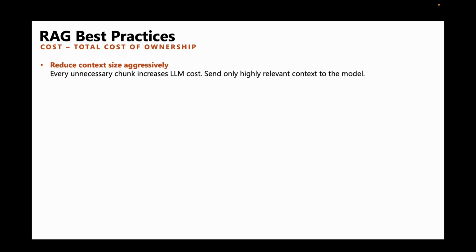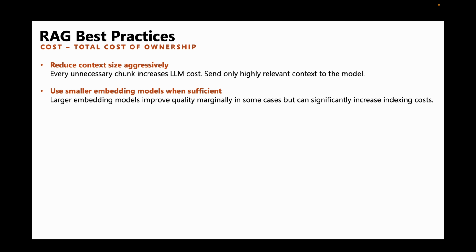For cost, the first guidance is to reduce context size aggressively. Every unnecessary chunk that is sent to the large language model will increase the prompt token usage and overall inference cost. Retrieval systems should only send the most relevant context that is needed to answer the query accurately. You can implement this by applying techniques such as the right chunking strategy or re-ranking.